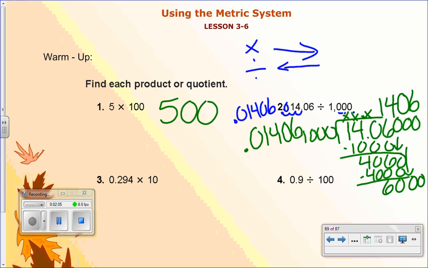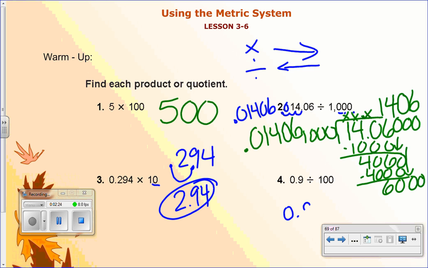So here, same idea. I multiply by how many zeros there are. So I have 0.294. Well, I'm multiplying by 10. That has 1 zero. So I move it to the right 1. And I get 2 and 94 hundredths. And here I have 9 tenths divided by 100. Well, I'm dividing, so I'm going to go to the left. And there's 2 zeros, so I'm going to go to the left twice. There we go. I get 9 thousandths.